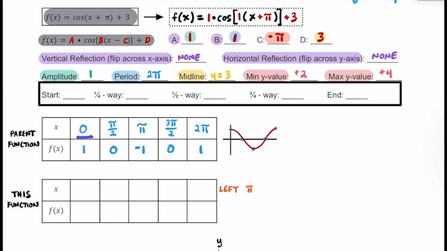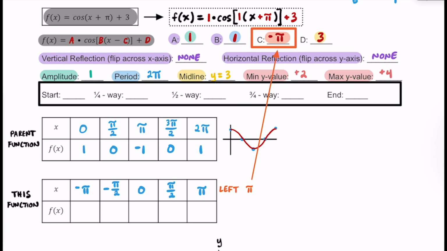So if we're at 0 and we take away pi or move to the left pi, that's going to be negative pi. Then moving on to pi halves, if we take away pi, that's going to end up being negative pi over 2. Over to pi, if we take away pi, move it to the left, we're going to end up at 0. Then if we have this 3 pi over 2 and take away pi, that's just going to be equal to a positive pi over 2. And then finally for 2 pi, if we move to the left pi, that's going to end up being at pi.